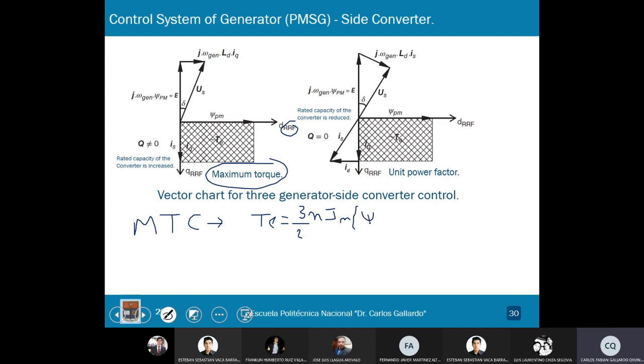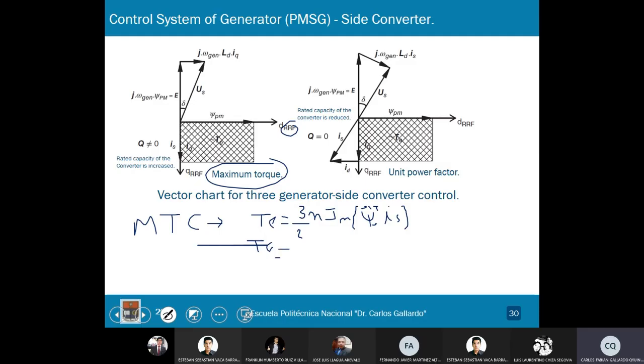I will have here the stator voltage, this is conjugate, times the stator current. This is my first way to compute electromagnetic torque with the stator flux and the stator current. Another way is using the DQ components. We have already demonstrated this equation too.